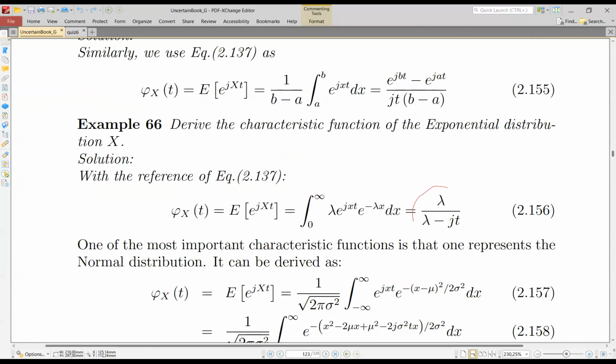So you can see this one is the characteristic function when lambda equals 1, it becomes 1 divided by 1 minus j t. That's all. This is for x1.